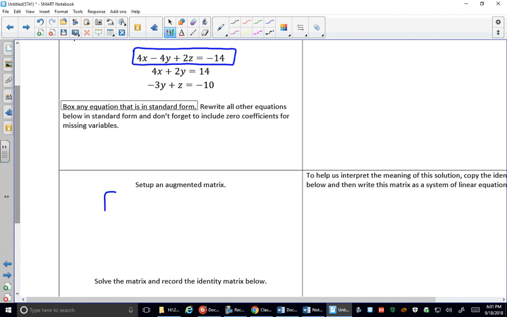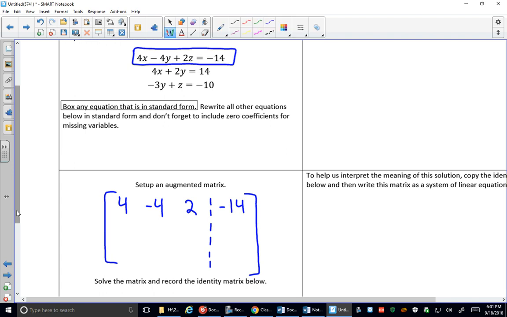So our matrix, let's draw that bracket. 4, -4 for the y, 2 for the z, and that's our separation from the equal sign, and -14. So remember my first video, we were combining those two matrices together, and that's why that dashed line is there.